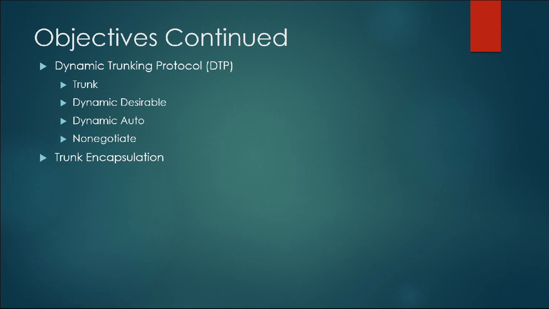And then we'll go over Dynamic Trunking Protocol, the different modes of operation there: trunk, dynamic desirable, dynamic auto, and no negotiate, and the encapsulation used on trunks again.